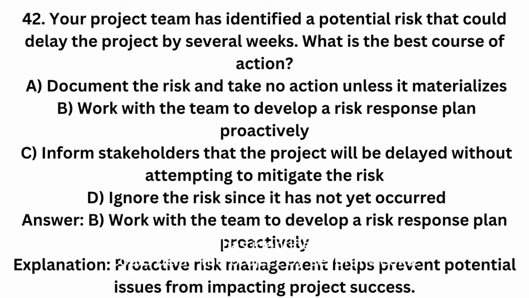42. Your project team has identified a potential risk that could delay the project by several weeks. What is the best course of action? A. Document the risk and take no action unless it materializes. B. Work with the team to develop a risk response plan proactively. C. Inform stakeholders that the project will be delayed without attempting to mitigate the risk. D. Ignore the risk since it has not yet occurred.